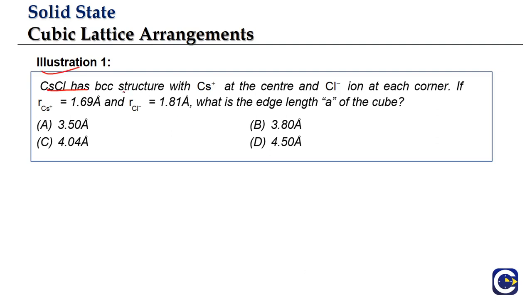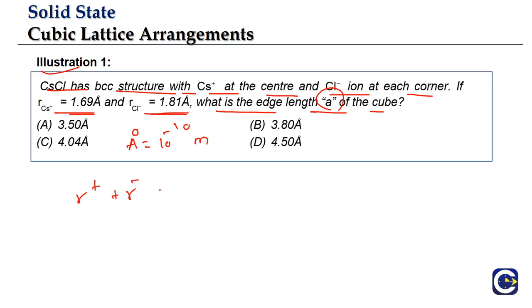Cesium chloride has a BCC structure with cesium at the center and Cl minus ions at each corner. If cesium radius is 1.69 angstrom unit and chloride ion radius is 1.81 angstrom unit. Remember what is angstrom unit? Angstrom unit will be 10 to the power of minus 10 meter. What is the edge length of the cube? So they are representing A for the edge length. That is the common notation. So what is the formula we have? R plus plus R minus is equal to root 3 into A by 2.